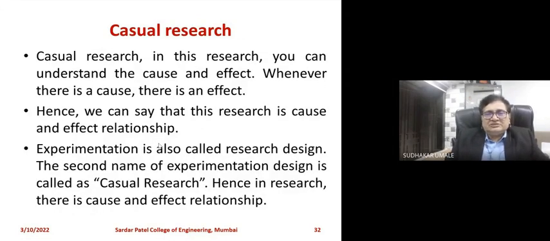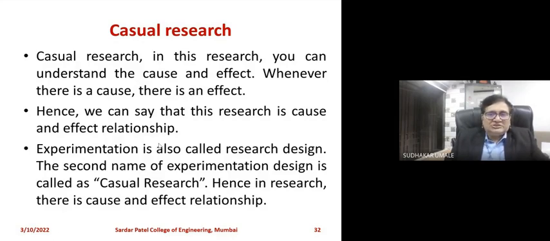Causal research is very important. In this research, you can understand the cause and effect, so this is why it is called causal research. There are two terms that you have to handle in the whole project: what is your cause, and what is the effect of the cause? So we will concentrate on understanding the cause and the effect in a good manner.